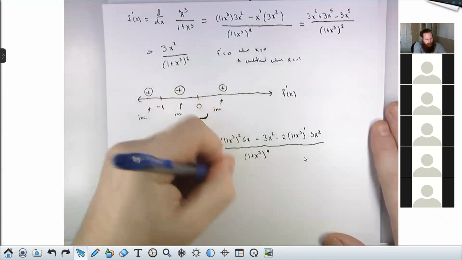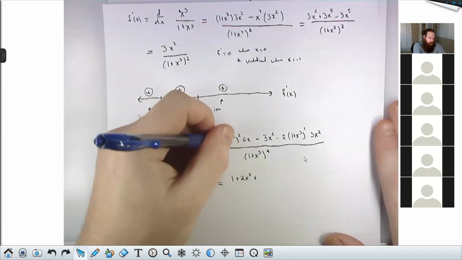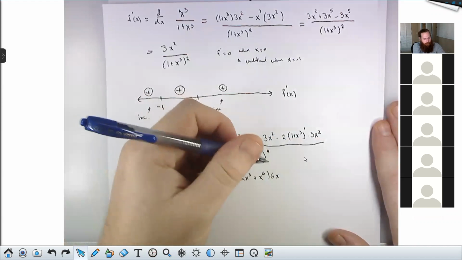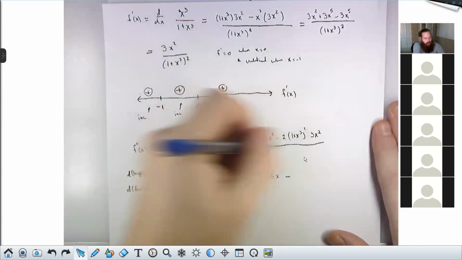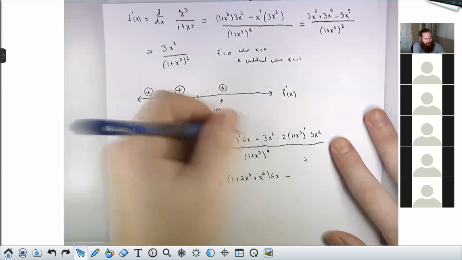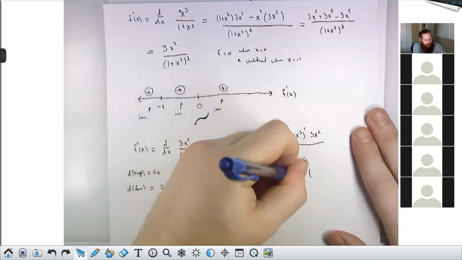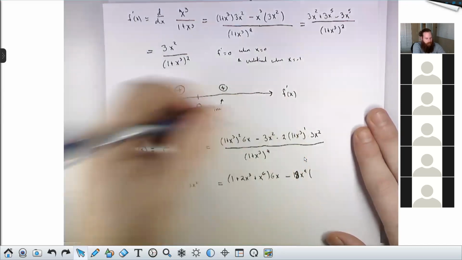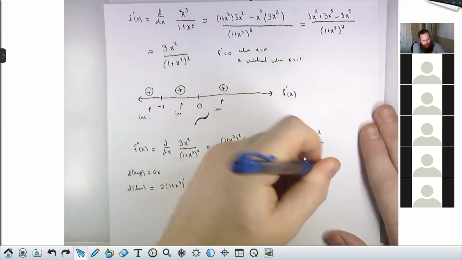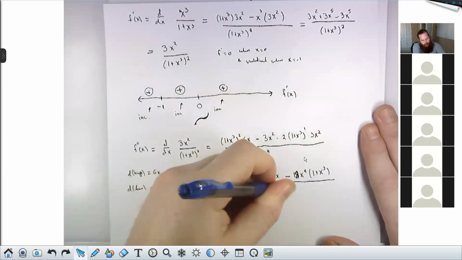So foiling here, I get 1 plus 2x cubed plus x cubed times x cubed is x to the 6. And all of that has this 6x attached to it. And then minus, so this is one chunk here because everything in there is being multiplied. Let's put the 3x squareds together. That's 9x to the 4. And then I've got my 2, so let's call that 18x to the 4. And then I've got my 1 plus x cubed. And all of this is being divided by 1 plus x cubed to the 4th power.